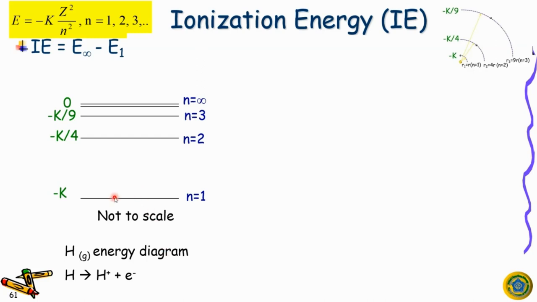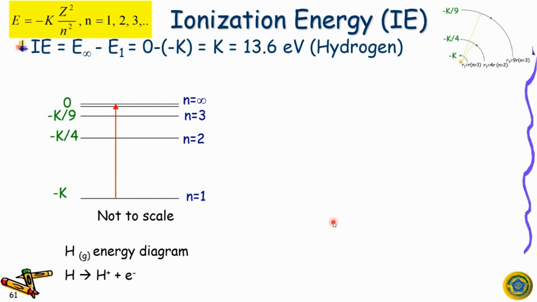So you know this K, right? Minus K here. If you want to remove this electron away from this atom, what you need is an energy which is K. K is 13.6 electron volts. Okay, this is called ionization energy. If you don't have enough energy, then you cannot move this electron away from the atom. Okay, so the answer is 13.6 electron volts. Easy, right? Easy. And this is right.